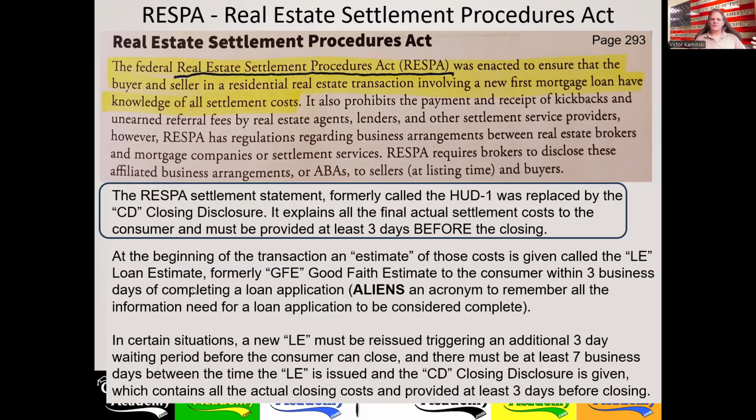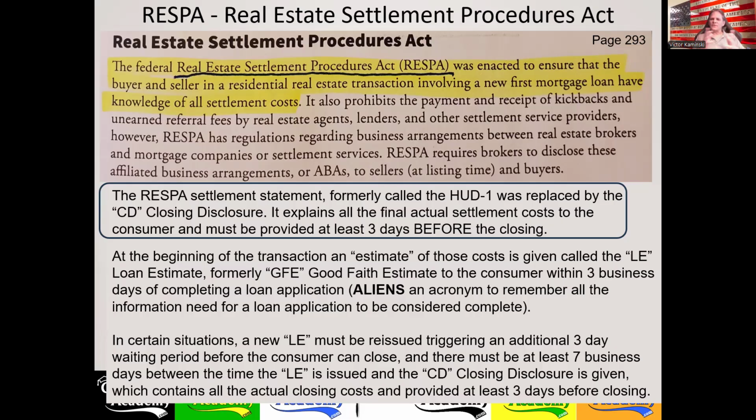In certain circumstances, a new loan estimate must be reissued to the consumer, triggering an additional 3-day waiting period before the consumer can close. And there must be at least 7 business days between the time the LE is issued and the CD, the closing disclosure, is given, which contains all the actual closing costs and must be provided at least 3 days before the closing. So you need to know what the old document was, what the new document is replacing it, and the timeline it needs to be given. Okay.